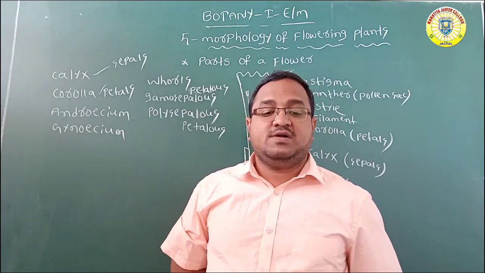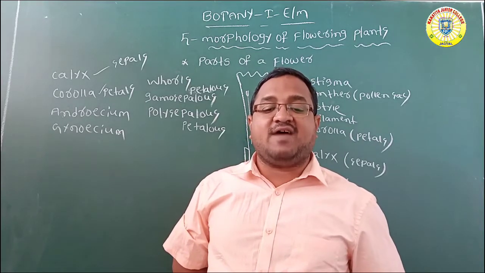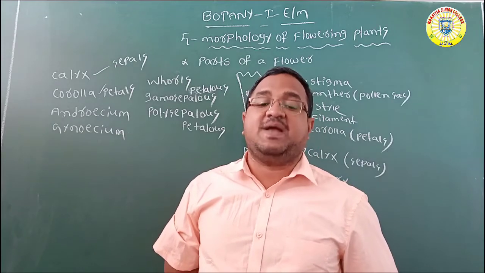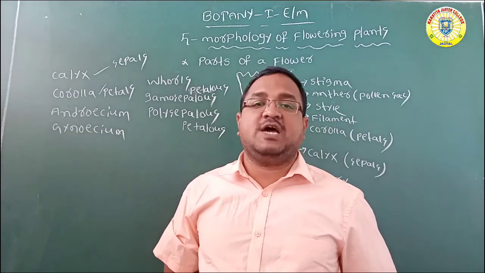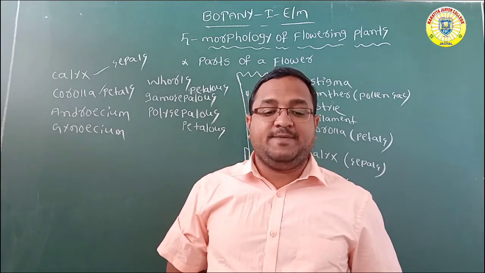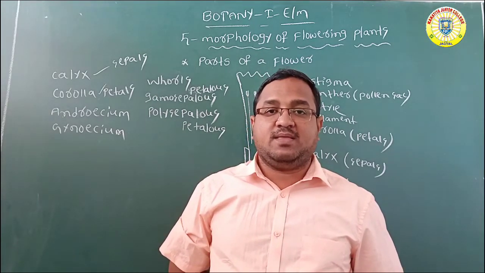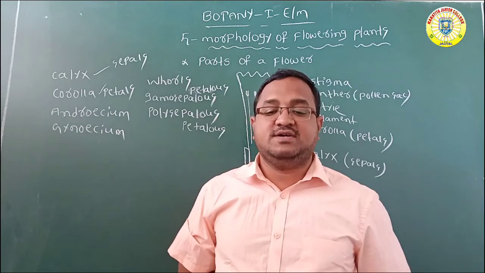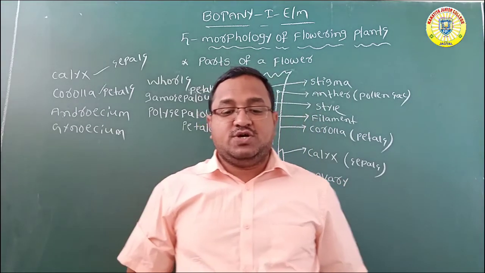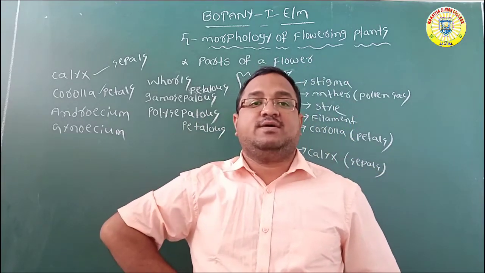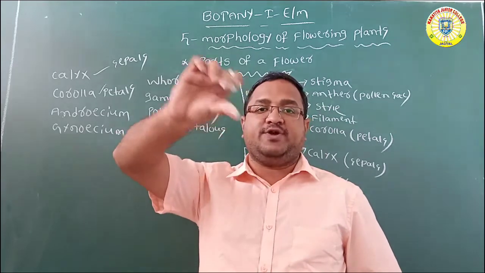Okay, so here the shape and color of the petals are also different in different plants. Color is different, shape is different. For example, the corolla may be bright colored to attract the insects. In some plants, the corolla is a tube-like structure. The corolla may be tubular.